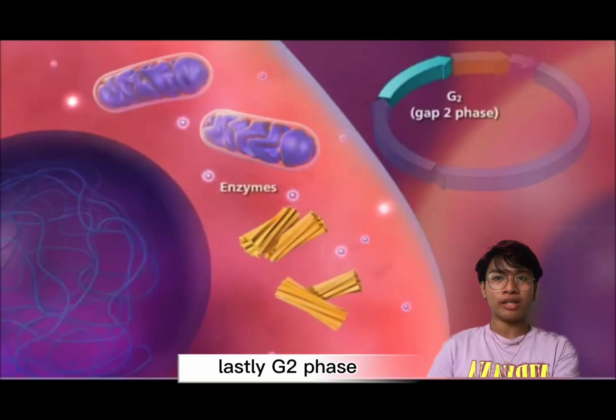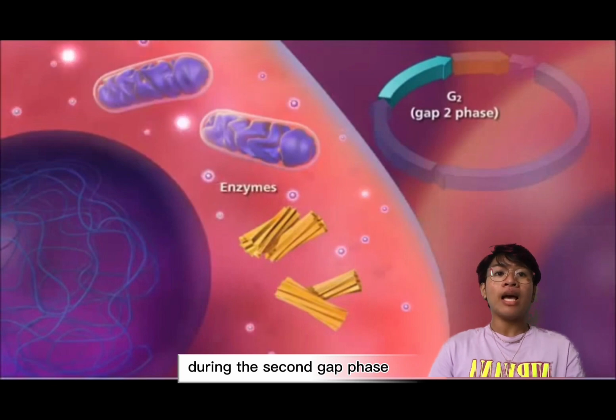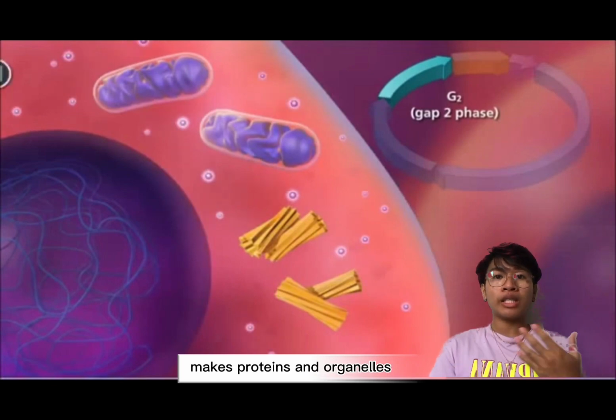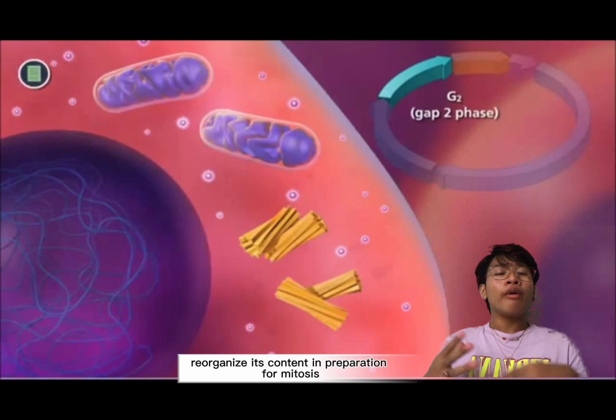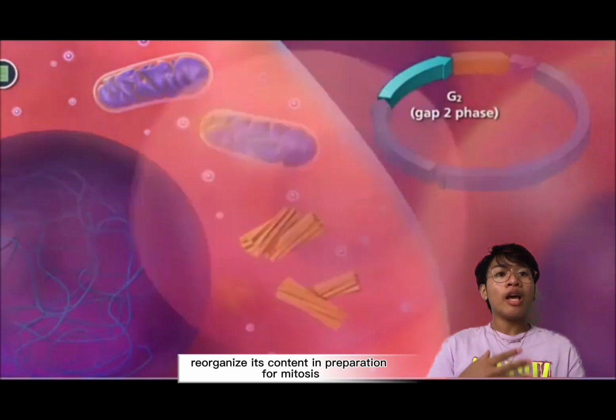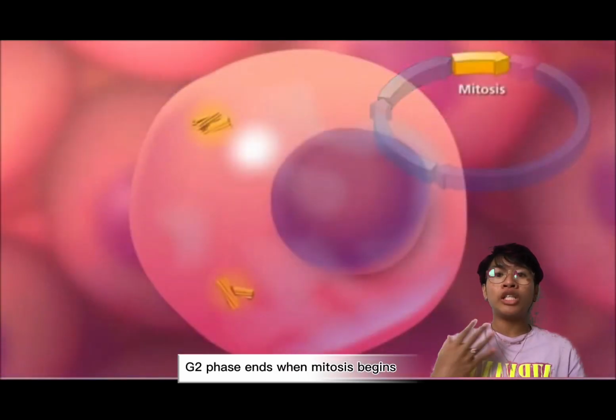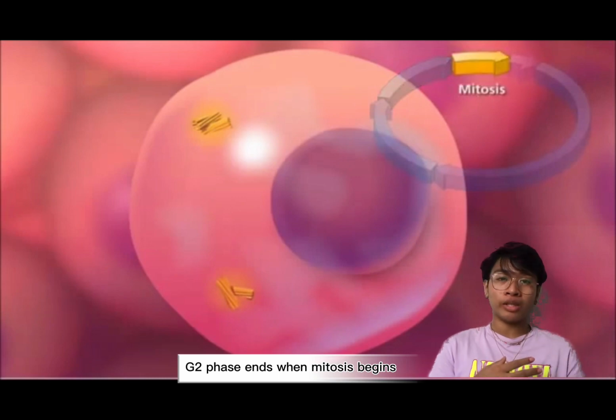Lastly, G2 phase. During the second gap phase, the cell grows more, makes proteins and organelles, and begins to reorganize its contents in preparation for mitosis. G2 phase ends when mitosis begins.